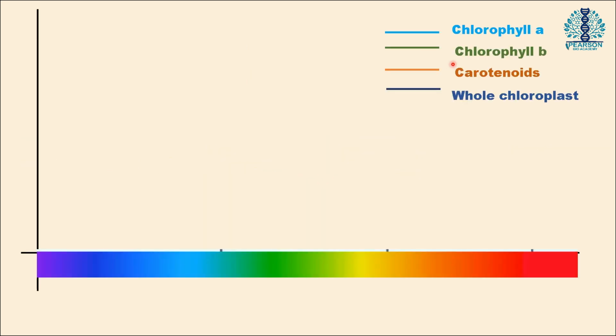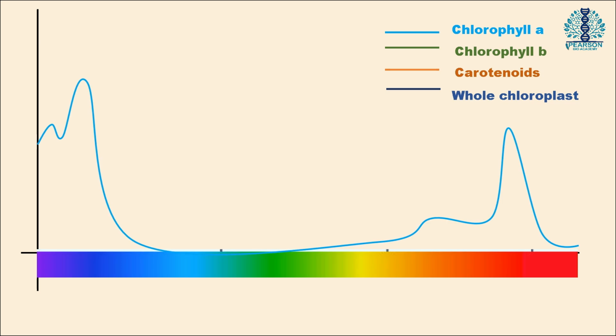Let's start by looking at the absorption of light by different pigments in plants like chlorophyll A, chlorophyll B, carotenoids, and by whole chloroplast. Chlorophyll A absorbs light strongly in the blue and red parts of the light spectrum, so it means they capture a lot of energy from these colors. And you can see the wavelengths they cover.